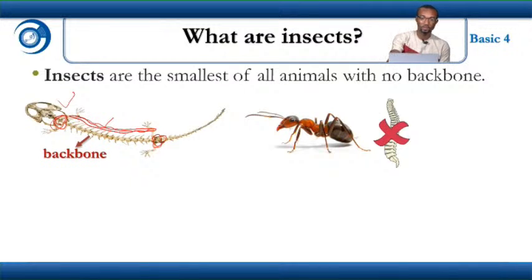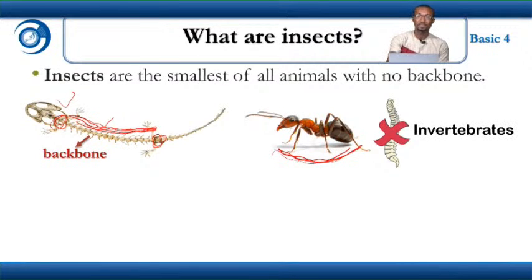So if you look at this ant here, this ant doesn't have this backbone, and that makes this ant an insect. So insects do not have a backbone. And in science, animals that do not have backbones are called invertebrates. So insects are the smallest of all animals with no backbone.